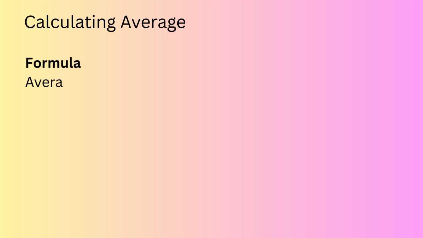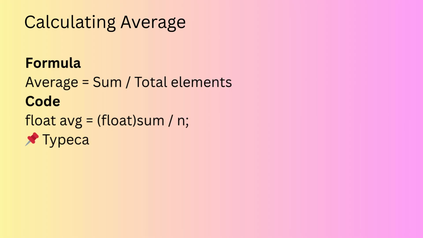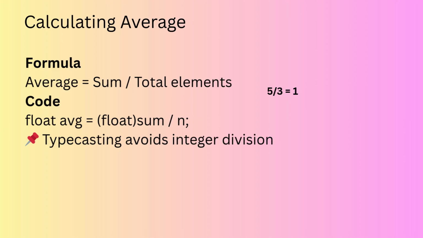If we divide the sum by the total number of elements, we get the average of n numbers. Here we use the typecasting operator float because if we divide an integer by an integer, it will generate only an integer number. But the average can be a floating point number. That's why we use typecasting, which avoids integer division.